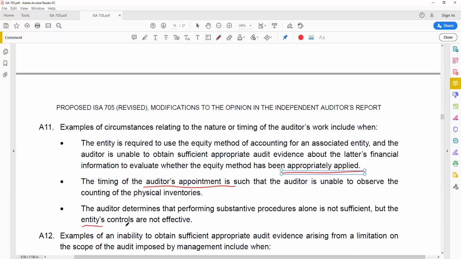On the controls, performing such procedures alone is not sufficient. You do require, for example, to have done the test of controls, but you have not done it, so you can't make a conclusion as to whether the control risk is low or high.